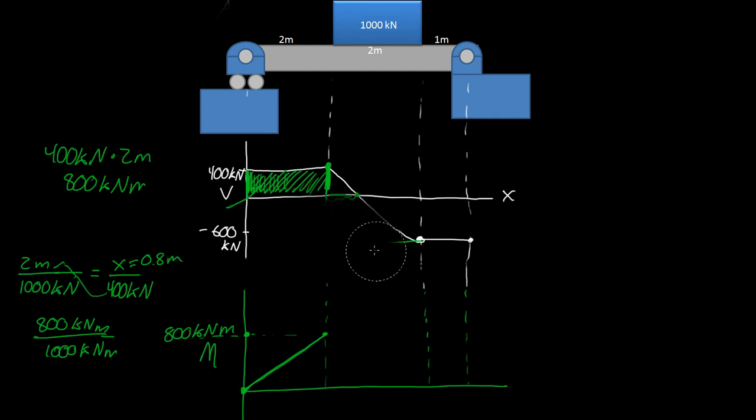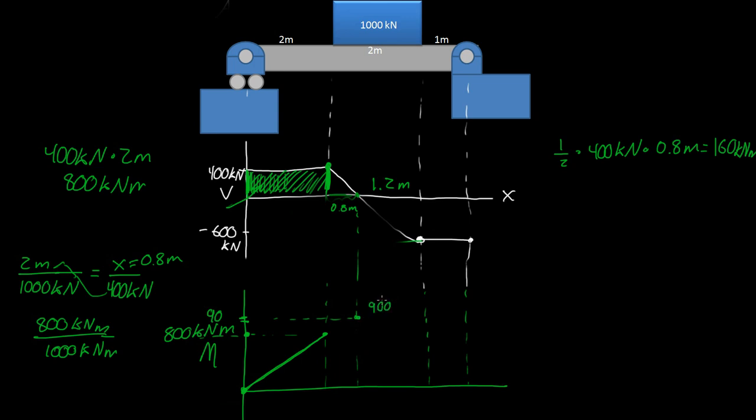So this distance is 0.8 meters, and that means this distance is 1.2 meters. The area of a triangle is one half the height, which is 400 kilonewtons, times the base, which is 0.8 meters, and that will give us 160 kilonewton meters. So now we add 160 kilonewton meters to find out where it is at this point. 800 plus 160 is 960, so we'll just go straight across. That is 960 kilonewton meters, that point right there.